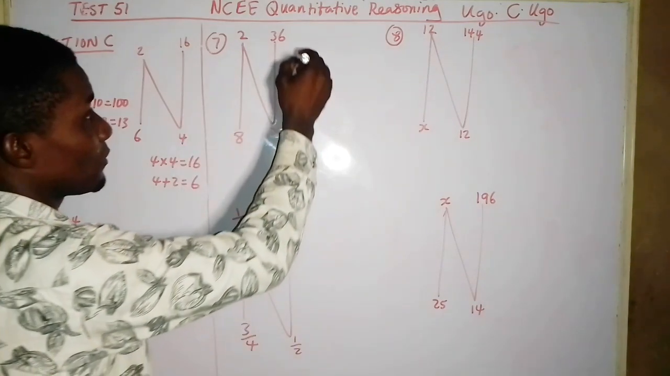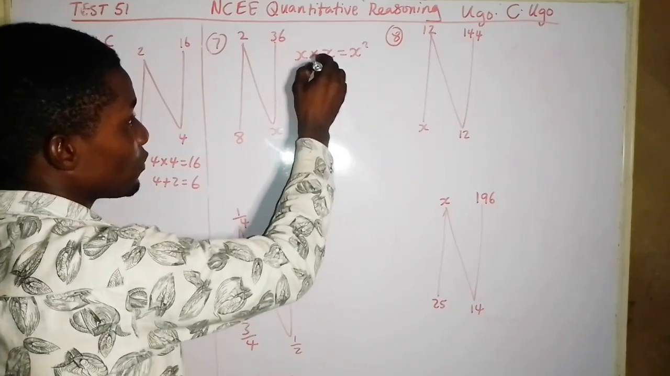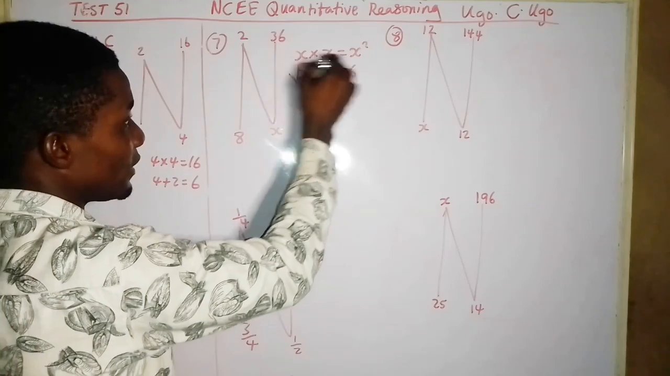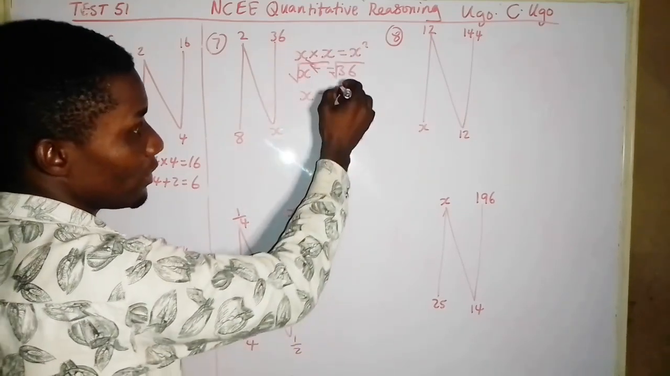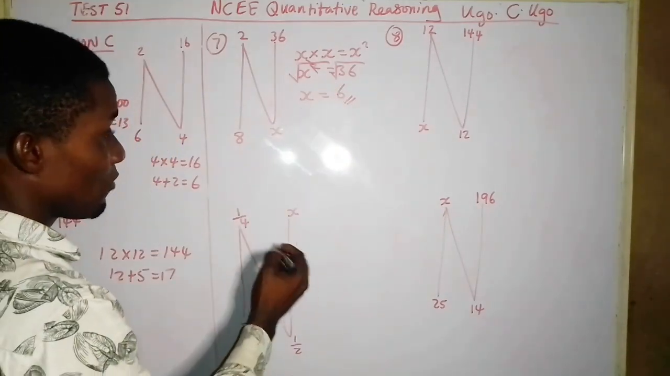So now let's try this method. X times x will give us what? X squared. So we say x squared equals to 36. So we add square root to both sides. So you have x equals to square root. We cancel out square root here. X equals to what? 6. Because the square root of 36 is 6. So let's go for the next one.